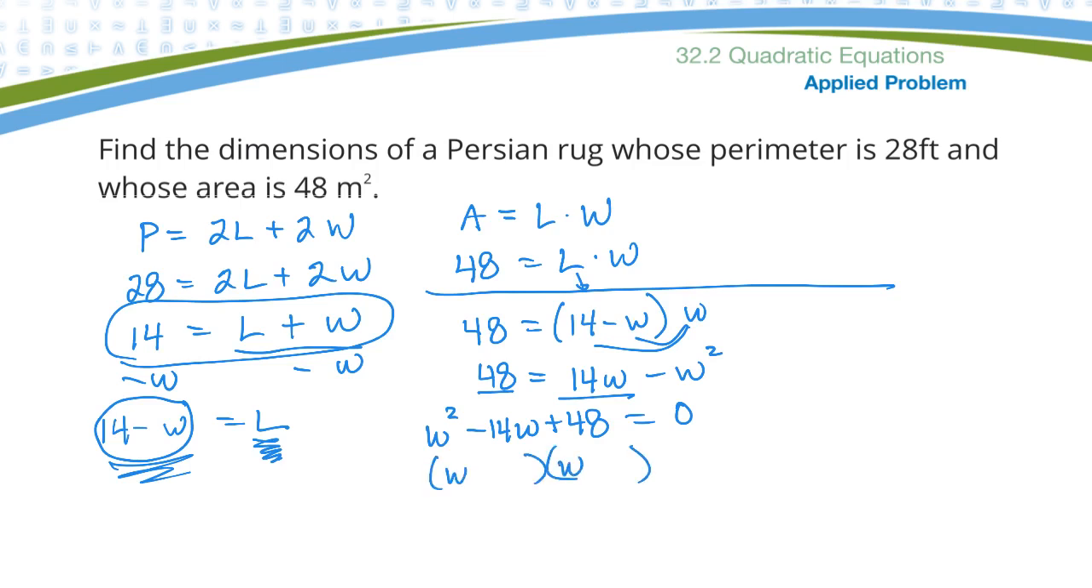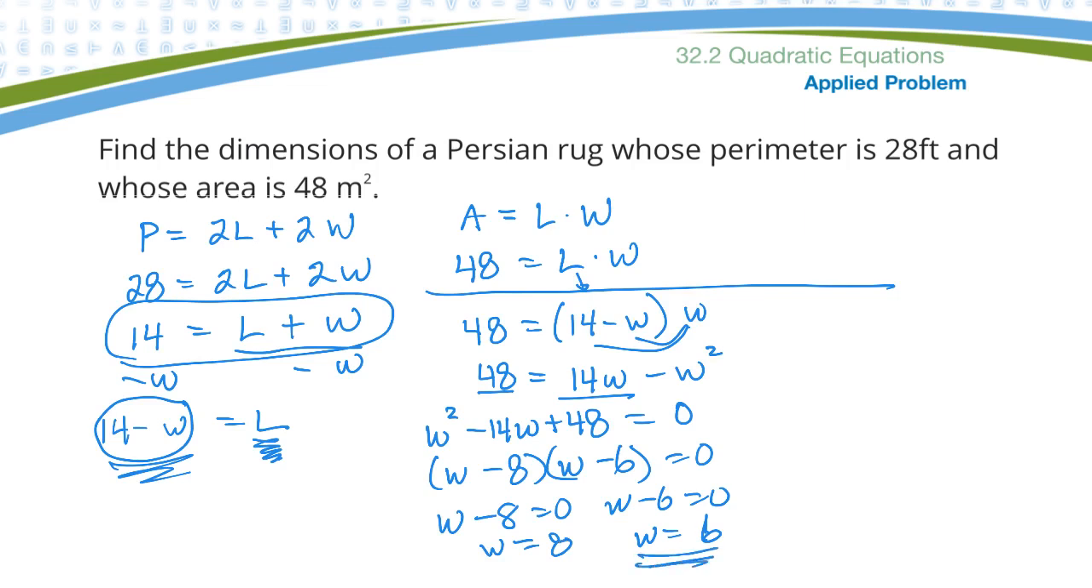Things that multiply to 48 add to 14. I'm thinking 8 and 6. So therefore, W minus 8 is 0, W minus 6 is 0. So either W is 8 or W is 6. Since the width is usually smaller than the length, I'm probably going with the 6. But let's test that out.